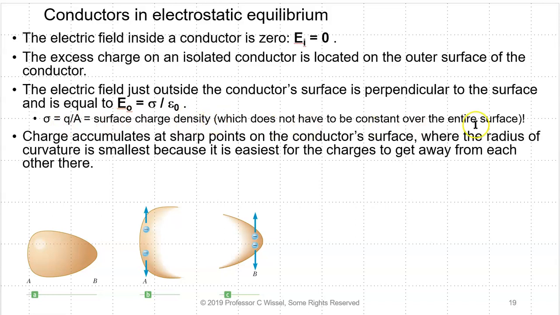And this does not have to be constant over the entire surface. Charge actually accumulates at sharp points on the conductor surface, where the radius of curvature is smallest, because it's easiest for the charges to get away from each other there. And later we'll have a problem showing you that.